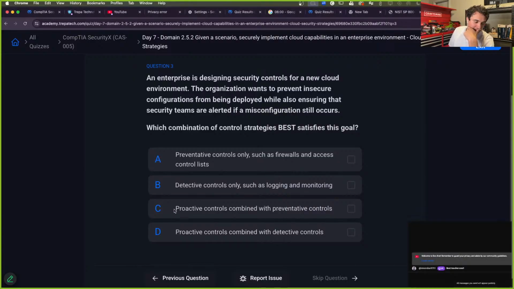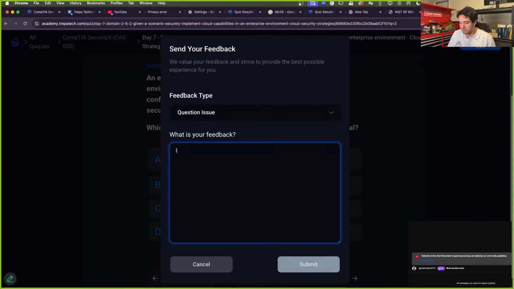Oh, sorry. I'm highlighting on my other page. This doesn't detect at all, but we need to be alerted. Proactive controls can prevent things. Proactive controls can say, don't have insecure configurations. I don't like the way this is worded because it's intentionally trying to mislead you. So I'll probably change this one around. I'm going to reflag this.